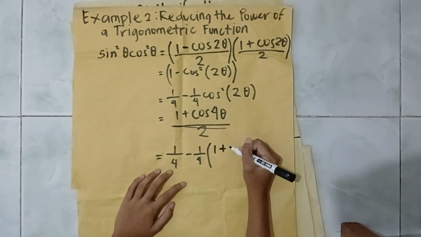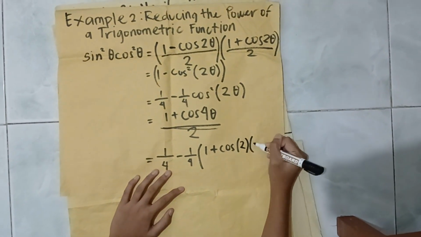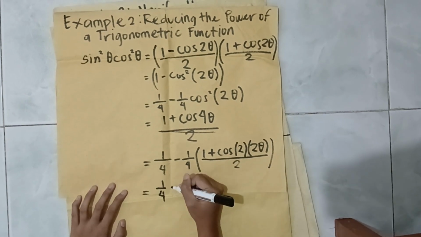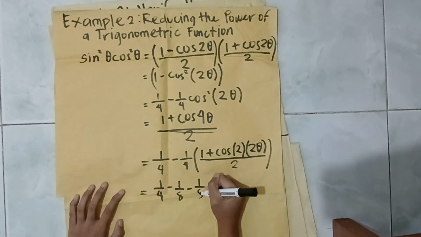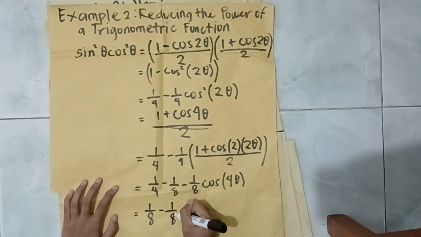Applying the power reduction identities twice, the product sine squared theta cosine squared theta is rewritten as the difference of 1/8 minus 1/8 cosine 4 theta.